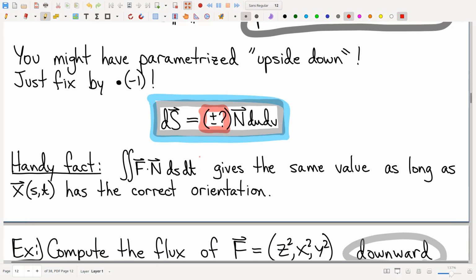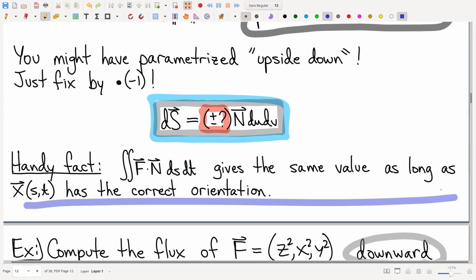Okay, and then real quick before we go into the details, other than the orientation nonsense, you don't have to worry about anything else concerning parameterizations. Other than orientation, parameterizations don't matter.